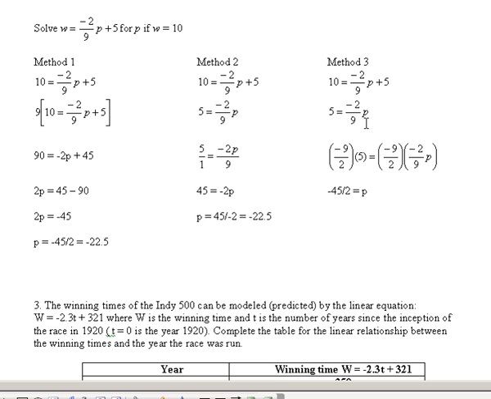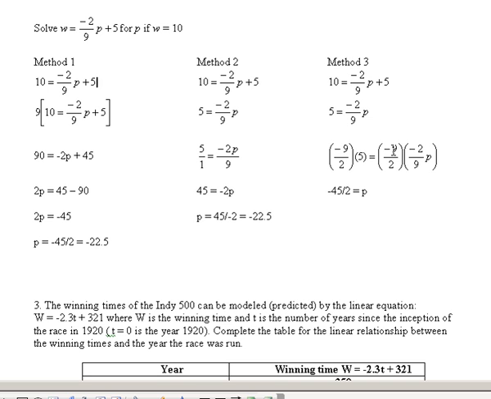Now I'm going to multiply by the reciprocal on both sides. And the reciprocal of negative 2/9 is negative 9/2. So I multiply the 5 by negative 9/2, and I multiply this side by negative 9/2. Well, negative 9/2 times 5 is the same as negative 45/2, which is the same as negative 22.5, which is the right answer.